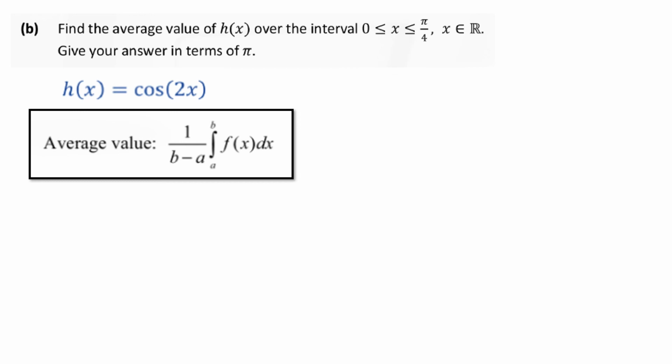Here's my average value formula. Again, remember, you need to know this off by heart. It is not in your log tables. So now we're going to sub into that formula. It's going to look like this. I know it's messy with that pi over 4, but trust it, use your calculator where you need to. 1 over pi over 4 minus 0 will simplify to 4 over pi. And then we're going to integrate cos of 2x dx between 0 and pi over 4.